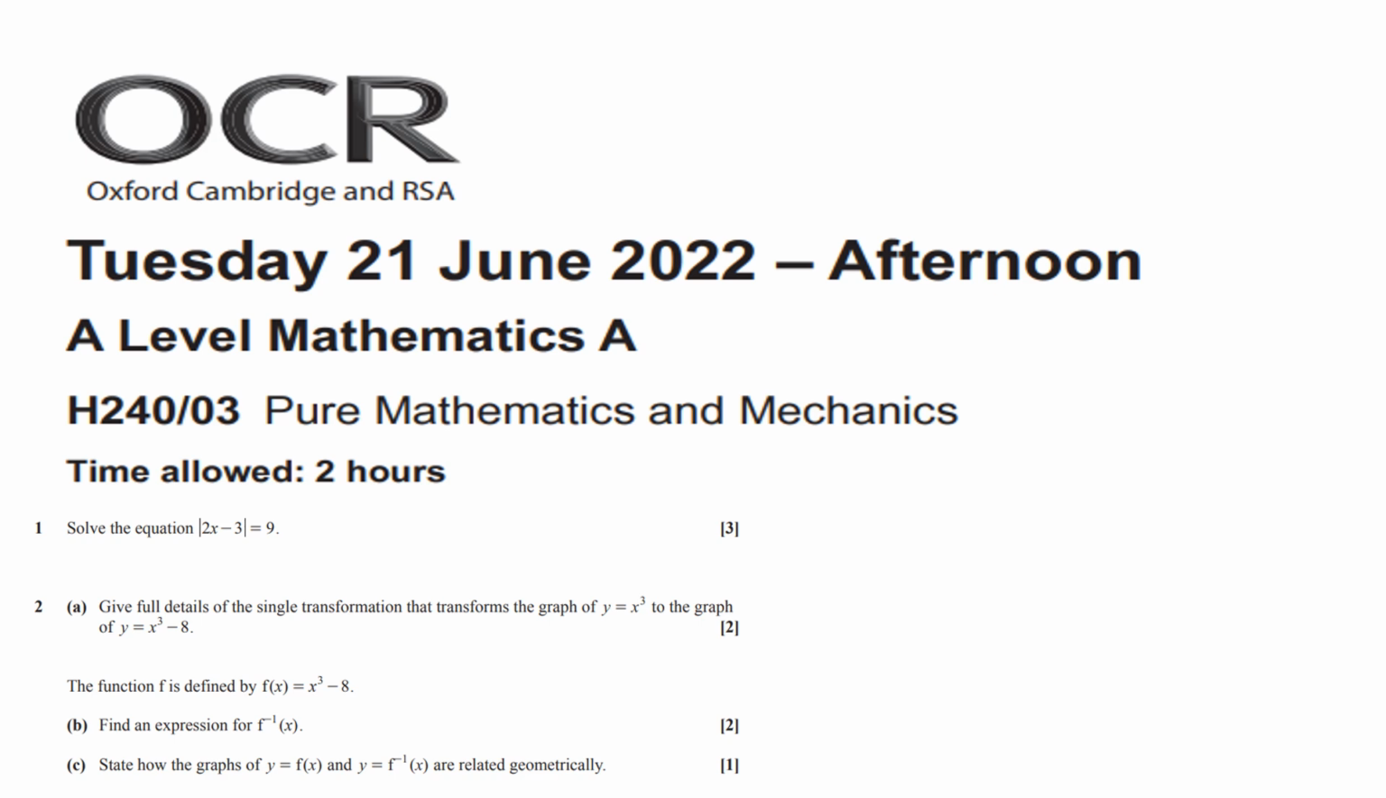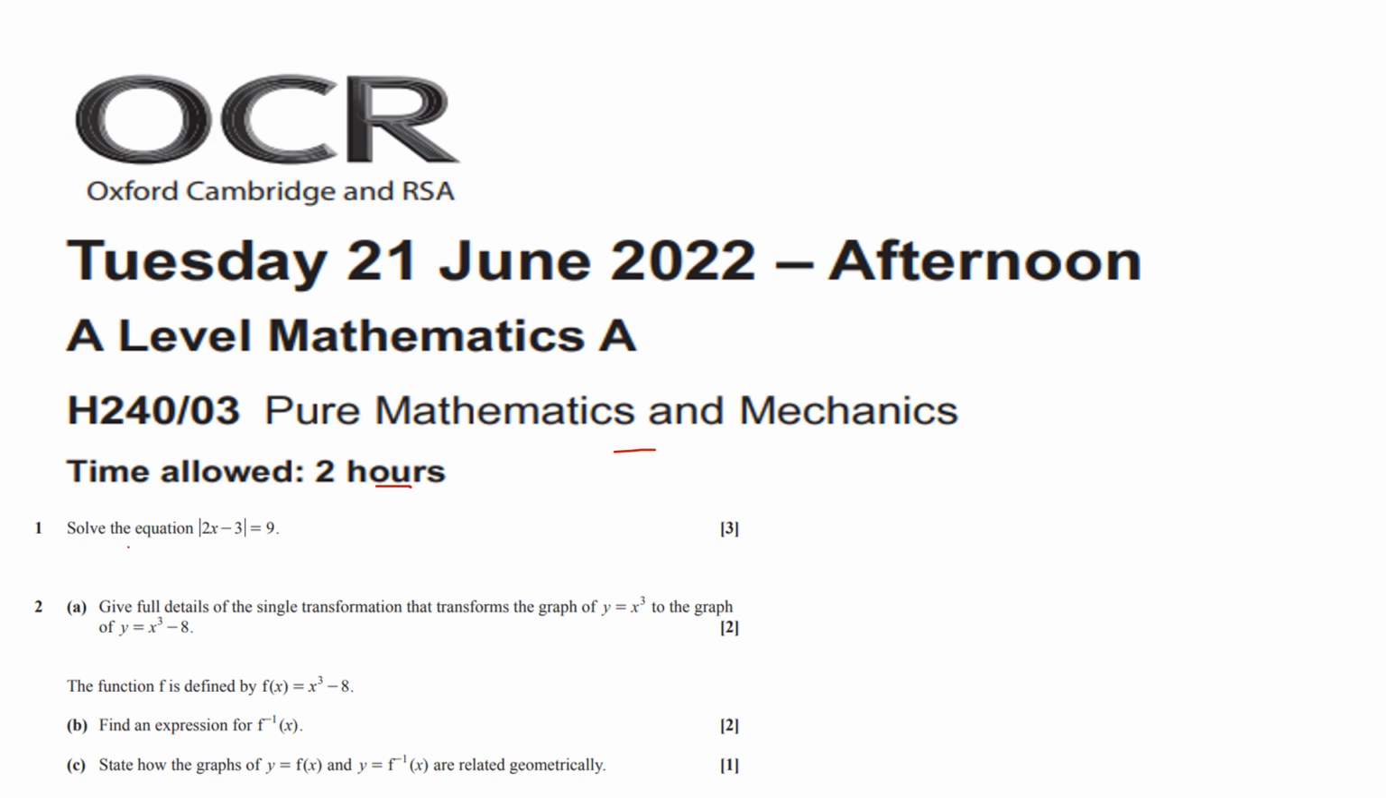Pause the video now, guys, and have a look. Can you try question 1 and question 2, getting full marks on these questions? Looking at an OCR June 2022 afternoon paper, A-level maths A, OCR A, H240/03, pure maths and mechanics. Time allowed is going to be 2 hours. So pause it, try it, and then press play when you're ready.